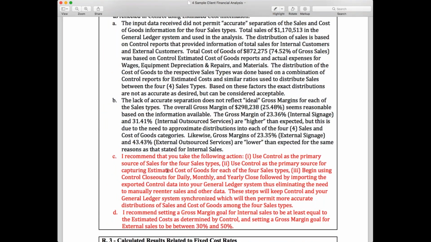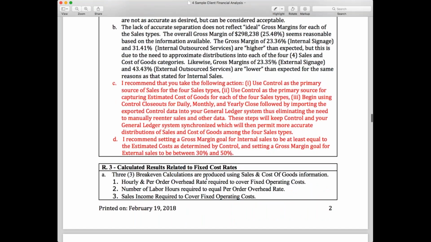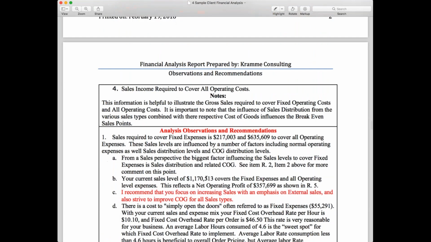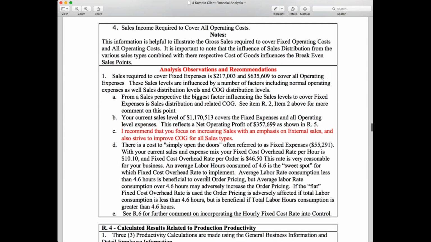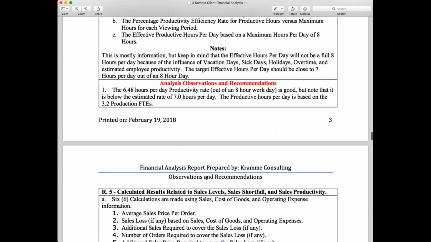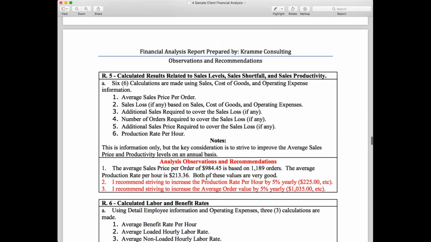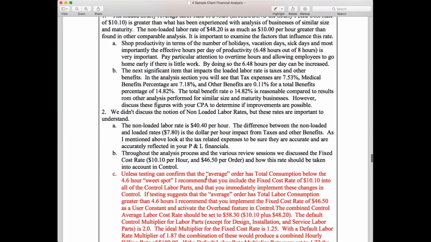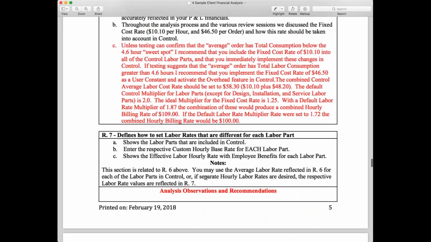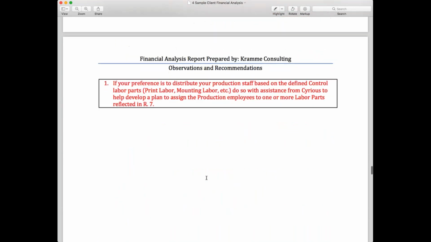So anytime I have a recommendation that I want them to pay attention to, I've tried to highlight it in red. So I'm not going to go into that, but that's the purpose of this narrative report. It gives them some concrete things to consider as they begin to manage their business. I'm just going to scroll through this so you can get a flavor of the areas and the depth of some of the discussion.